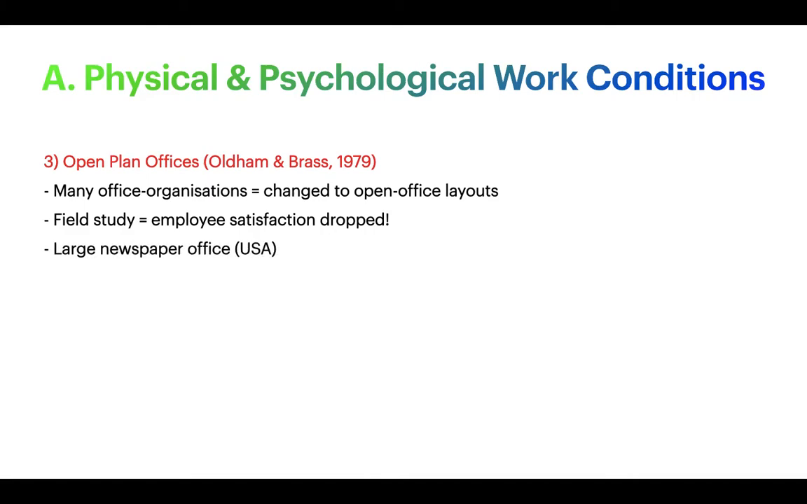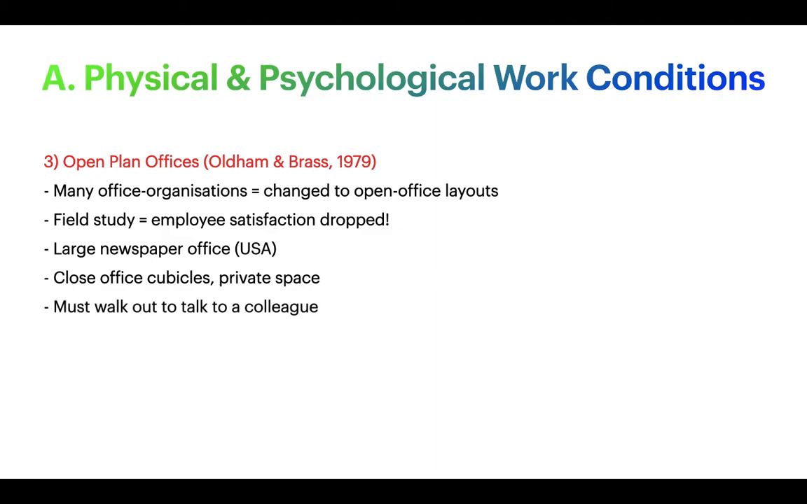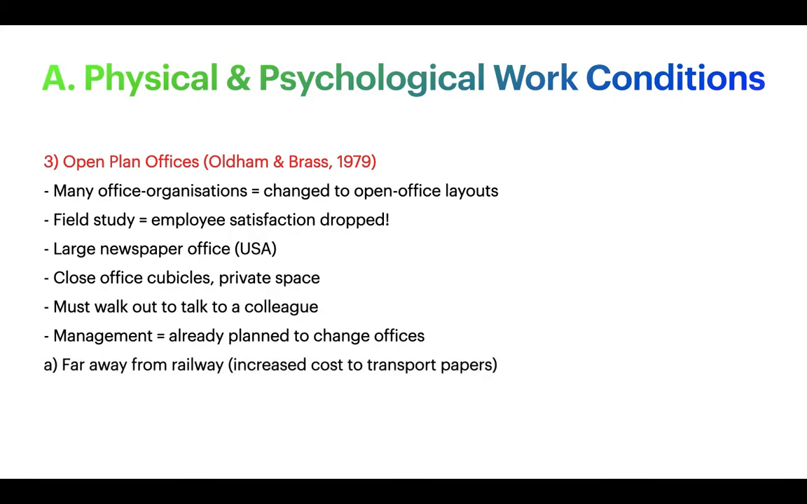So there was a study done on a large newspaper office in the US, right? Where initially the newspaper office had closed office cubicles and a lot more private spaces for people. In a private space, you have to walk out of your space to talk to a colleague, right? So everybody has their own little privacy. Management had already planned to change offices. So the researchers did not force the company to change from closed to open. Their management was already planning to do it. So this was what is known as a field study because there was no manipulation.